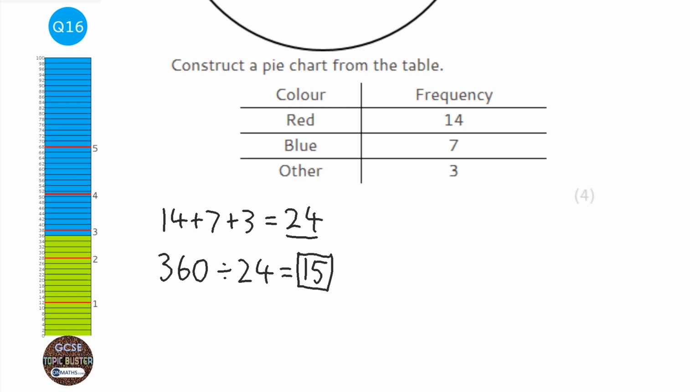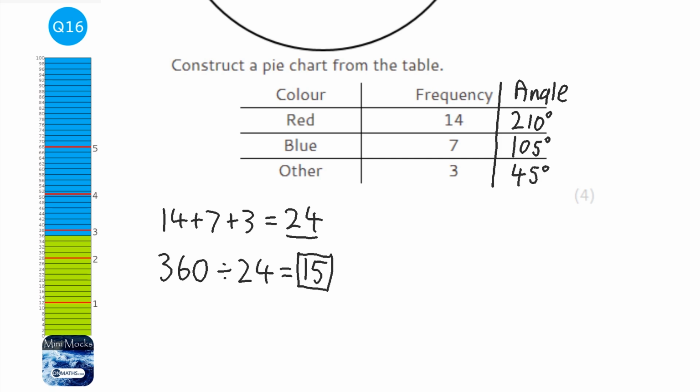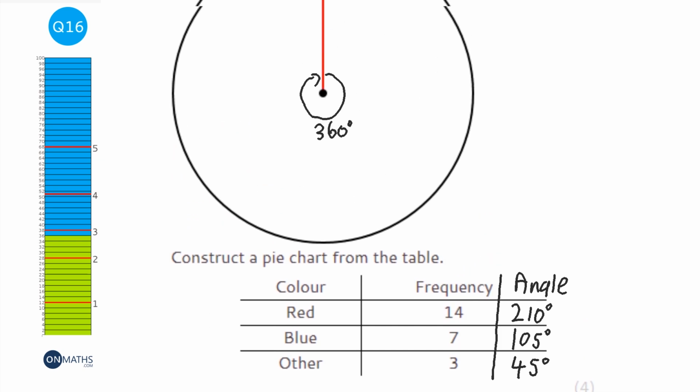equals 15. So this 15 here, if we multiply all three of our numbers by 15, we will get the amount of degrees we need each colour to be. So I'm going to add an extra column here and say angle. And I'm going to do 14 times 15. And it's 210 degrees. 7 times 15 is 105 degrees. And 3 times 15 is 45 degrees. And let's just check this. Let's add them up. 210 plus 105 plus 45 equals 360.